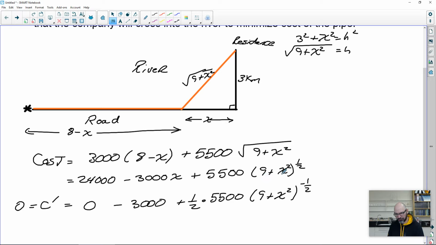Okay, and then we have to do the chain rule. What's the derivative of 9 plus x squared? Derivative of 9 is 0. Derivative of x squared is 2x. So we'll put 2x. So that's our full derivative.